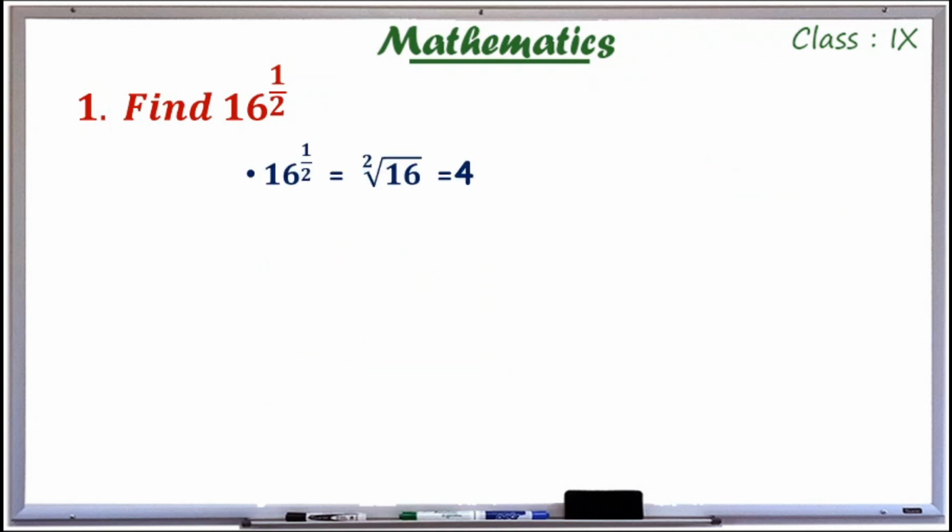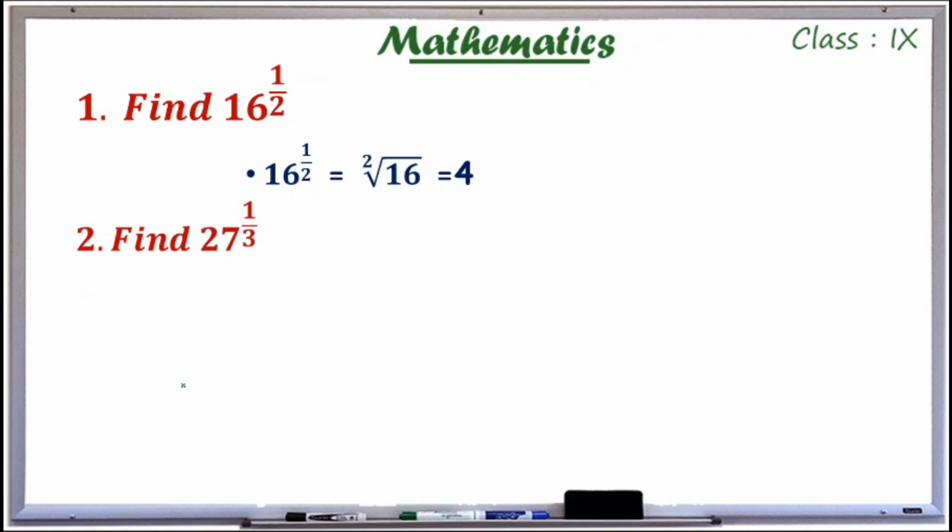So 16 raised to 1 by 2 is equal to 4. I can write it as the 2nd root of 16. This 2nd root of 16 I can also call the square root. The 2nd root of 16 and the square root of 16 are the same. Also, the 3rd root of 16 is the cube root of 16. So the answer is 4, and we will look into another example, 27 raised to 1 by 3.